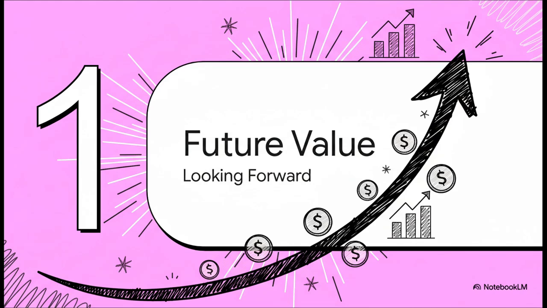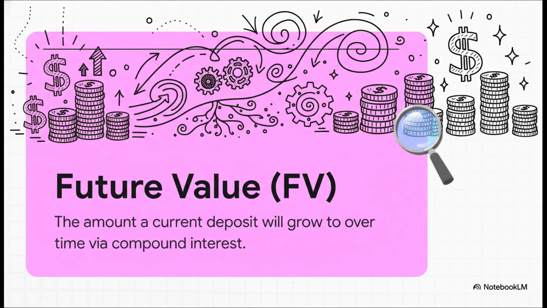First up, we're going to look forward in time. We're going to figure out how to calculate the potential future power of the money you have right now. This is something we call future value. Okay, so the official definition sounds a little dry, I get it. But the idea is really simple. Future value is just what we call the total amount of money you'll end up with at some point down the road if you invest it today.